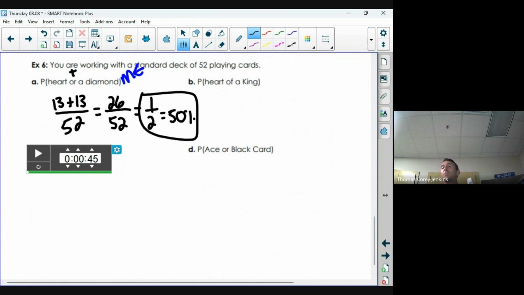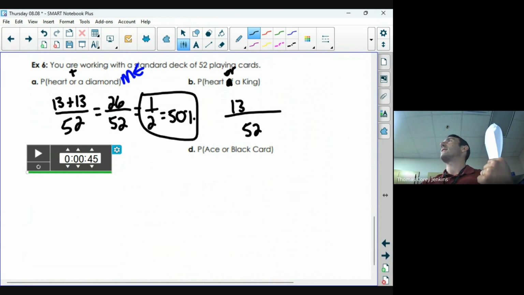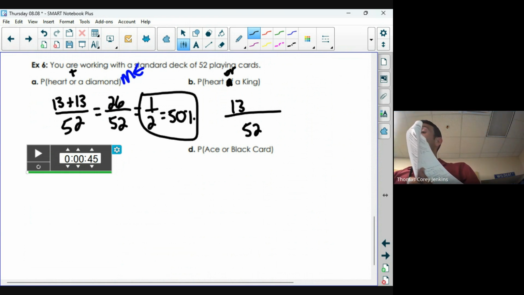Okay, now let's look at example B. It says probability of heart of a king. That should say or. So let's just change of to or. All right, so let's go through it. Hearts, we already said 13 out of 52. Okay, what about kings? How many kings are there? Anybody remember? Okay, very good. Just 4, but then he said it'd just be 3. So let's write plus 4 because there are 4 kings. And then let's talk about why I said 3, because that's correct.